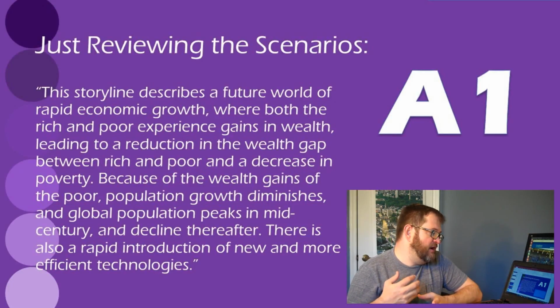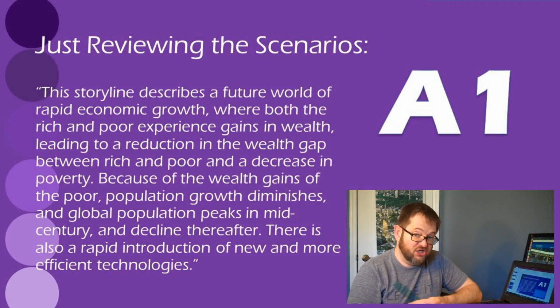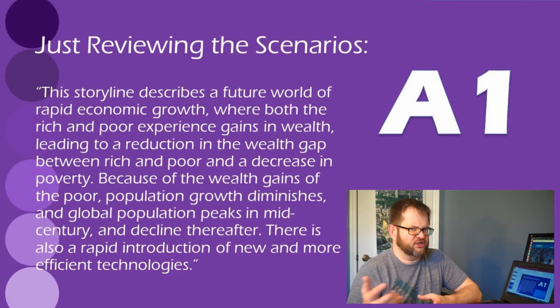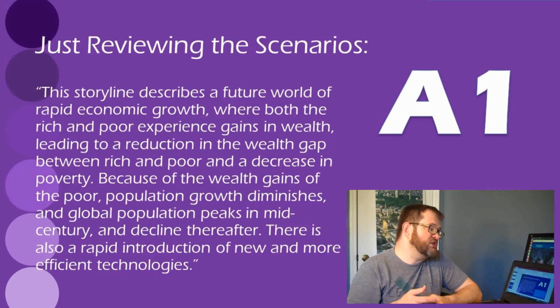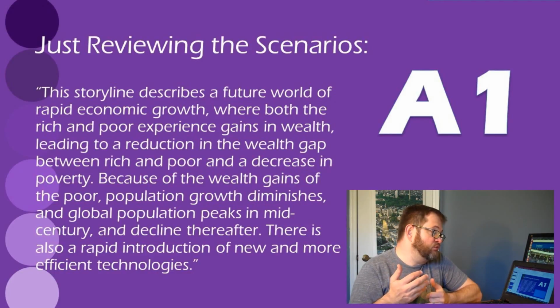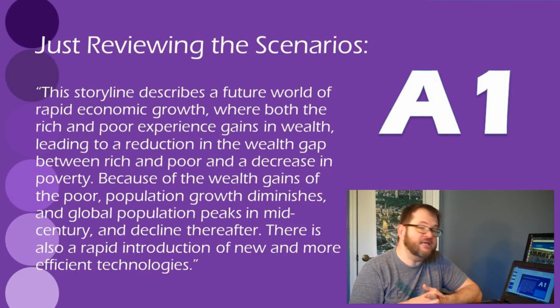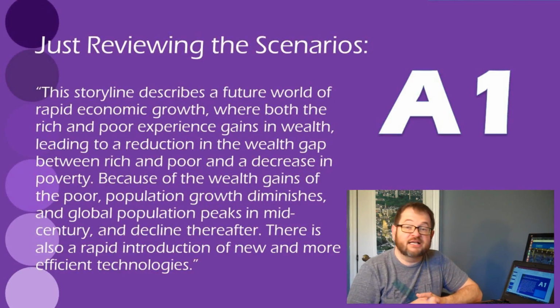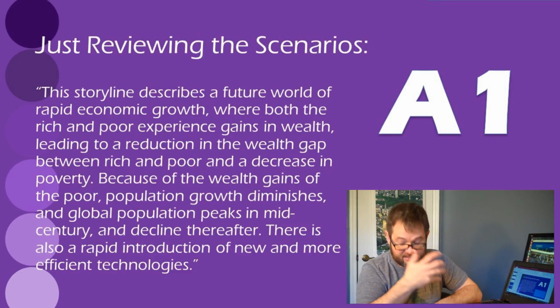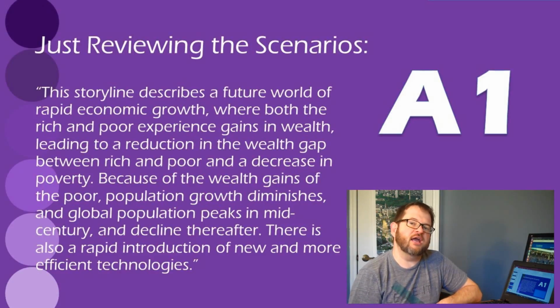And because of the wealth gains of the poor, the population growth is going to be diminishing. As you make poor people in developing parts of the world richer, they have slower population growth, generally due to changes in the role of women and so on, which is going to be one of the more optimistic scenarios with regard to population. It's going to say that population growth is going to diminish, and population globally actually peaks around the year 2050, and then it declines after that. There's also a rapid introduction in this scenario. We're saying, in a rosy sort of view, that we're going to be introducing new technologies that reduce the carbon intensity and energy intensity of the economy.